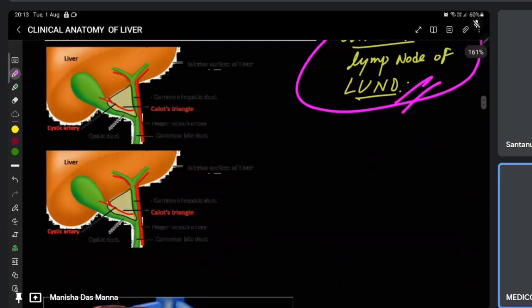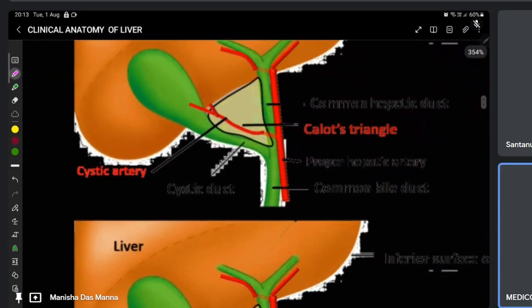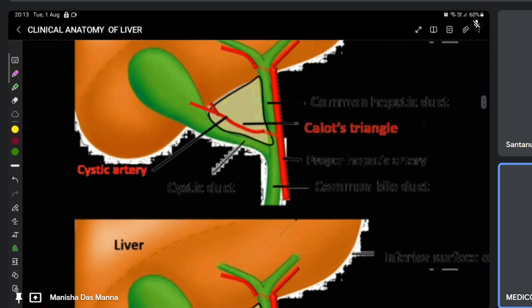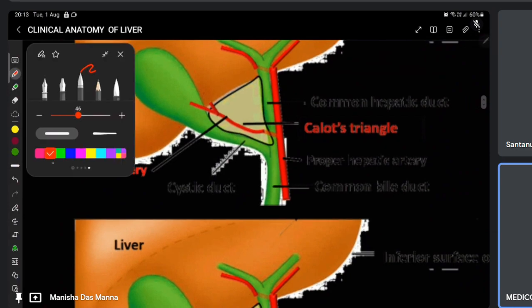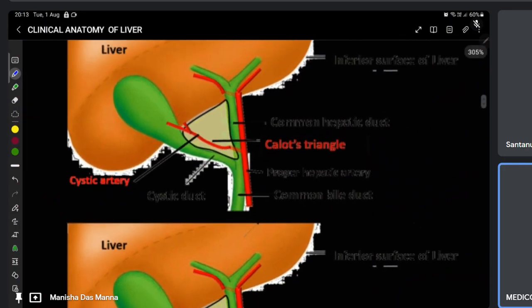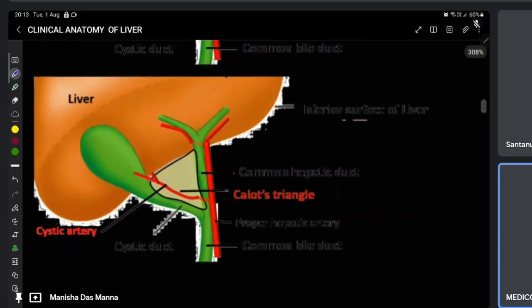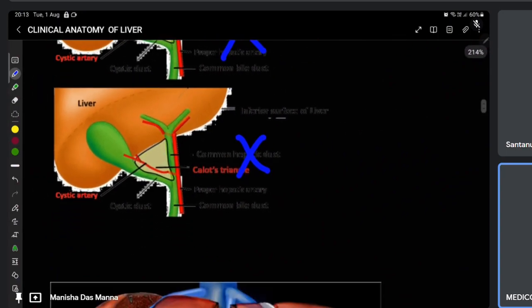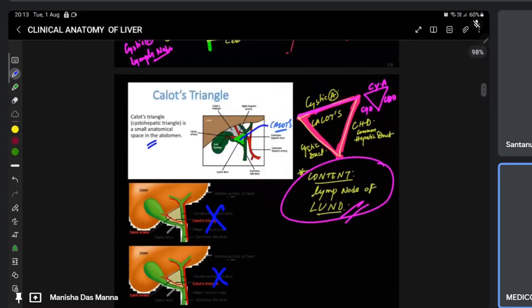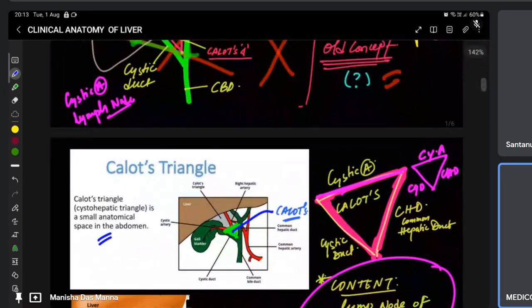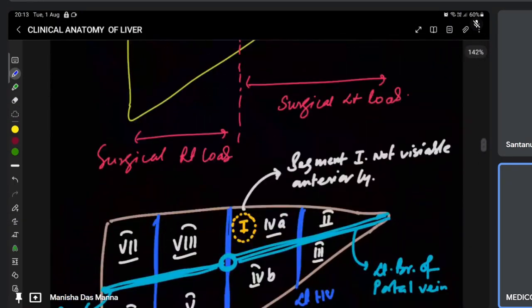So here you can also appreciate this. Now it's a quiz, it's your question. Now tell me, is it true? These people are showing that this is the Calot's triangle. Is it true? No. So this is a wrong diagram. This is Calot's triangle. Is it true? No, this is also a wrong diagram. Okay. Is it clear up to this? Very good.